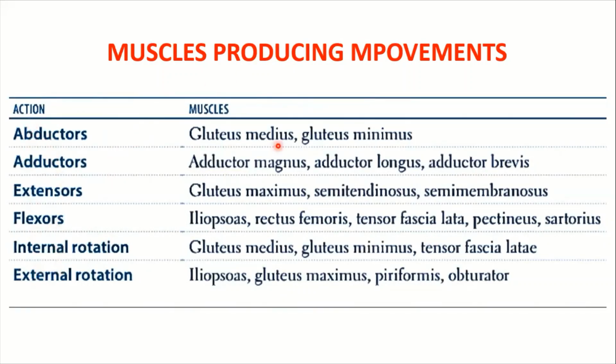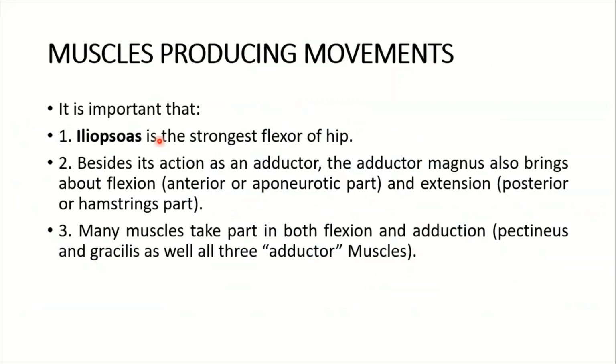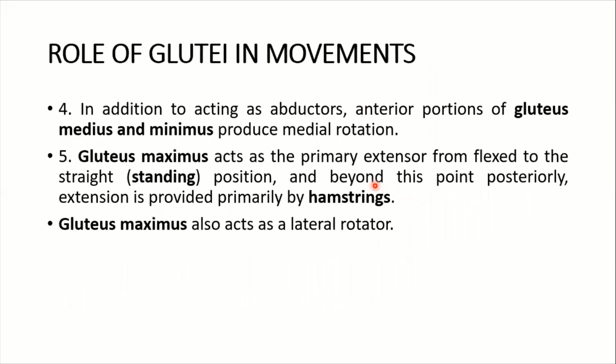So you could see this is the discussion, now let's discuss these muscles. The iliopsoas is the strongest flexor of the hip. Besides acting as an adductor, the adductor magnus also brings about flexion, the anterior or aponeurotic part, and extension, the posterior or hamstring part. Many muscles take part in both flexion and adduction: pectineus and gracilis, as well as the three adductor muscles.